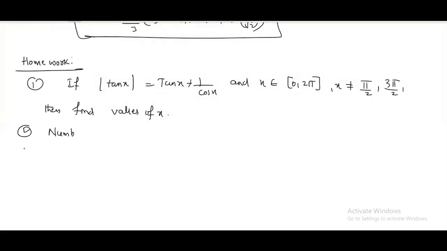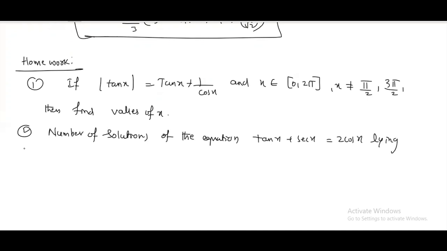Number of solutions of the equation tan x plus secant x is equal to 2 cos x lying in the interval 0 to 2 pi, open interval.